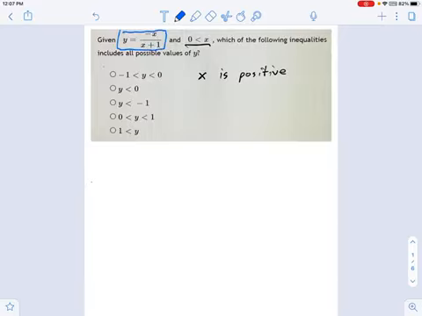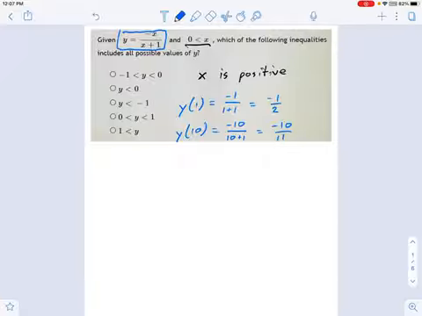Well, pick a positive number. I don't know, 1. We would say y, where x equals 1, is negative 1 over 1 plus 1. Or in other words, negative 1/2. Okay, great. Try another one. How about y of 10? Right, that's also positive. So we would get negative 10 over 10 plus 1, which is negative 10 over 11.